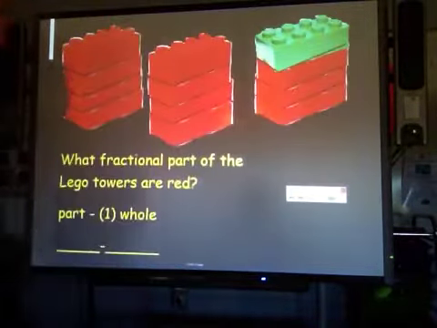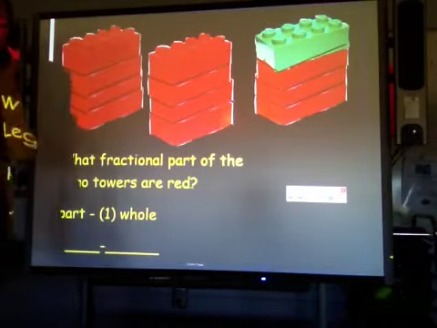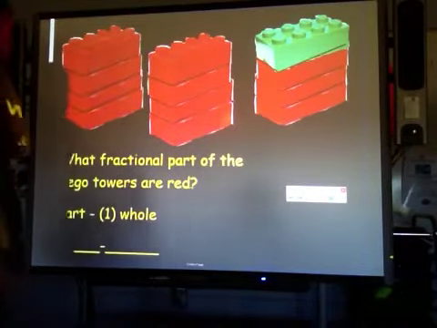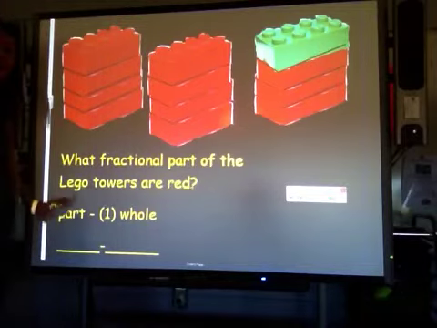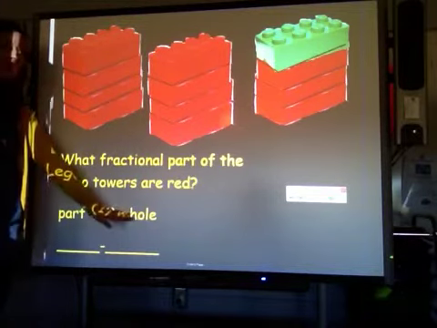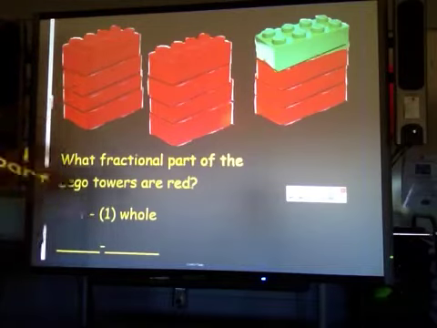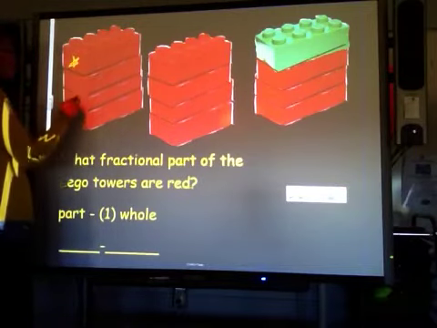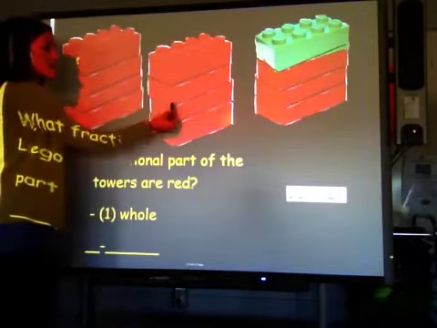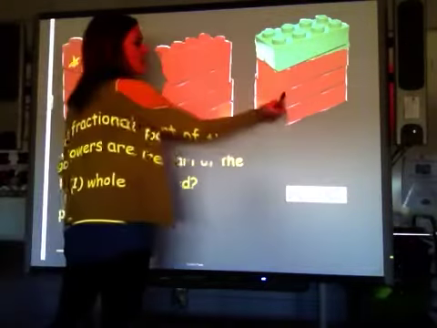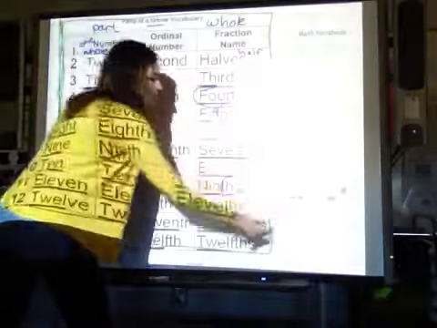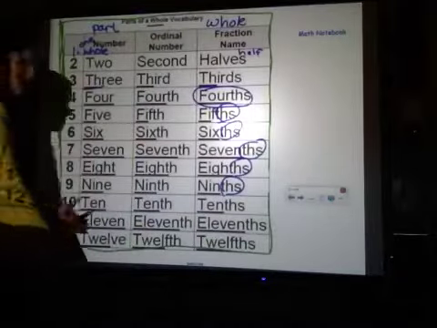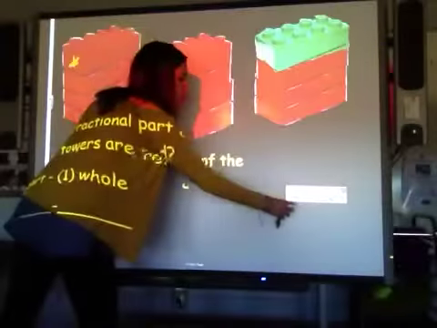I'm moving on to number 2. Lego towers. We've been doing lots of Legos with fractions. What fractional part of the Lego towers are red? Remember to count the part, then the whole. So red we have 1, 2, 3, 4, 5, 6, 7, 8, 9, 10, 11 parts are red. You can go back to your chart to spell 11. It's all E's for the vowels.